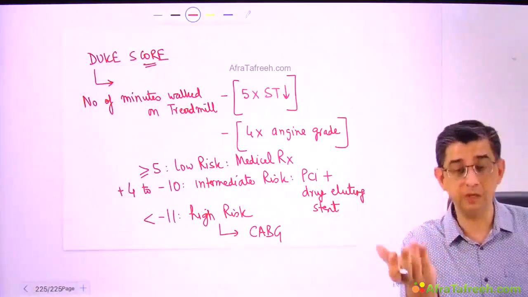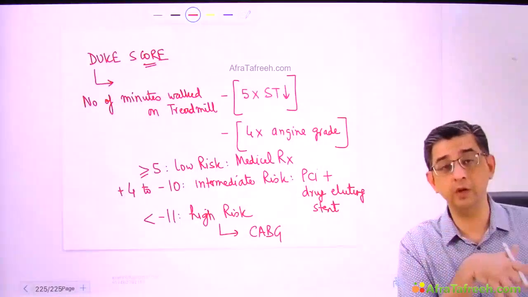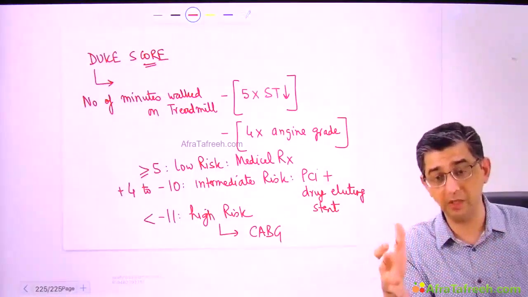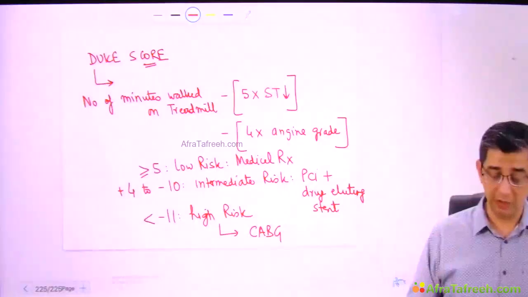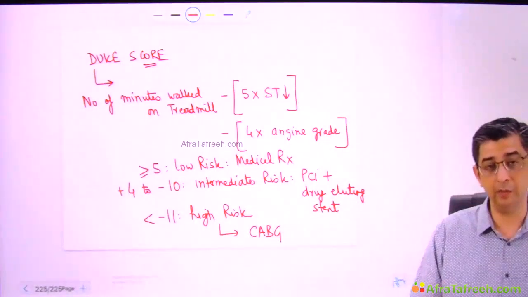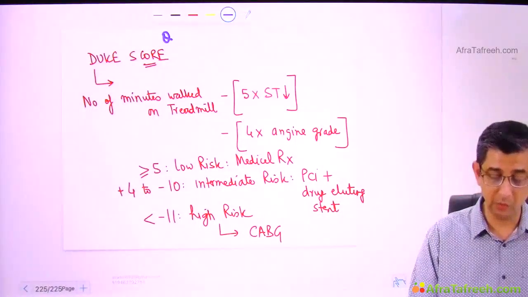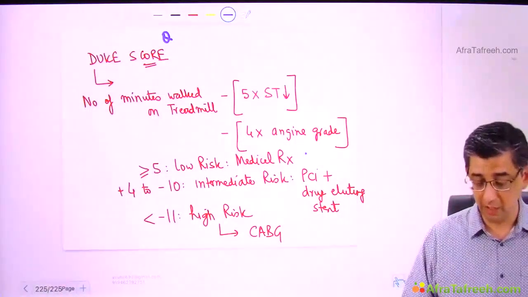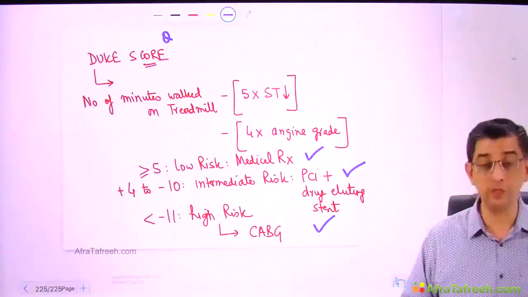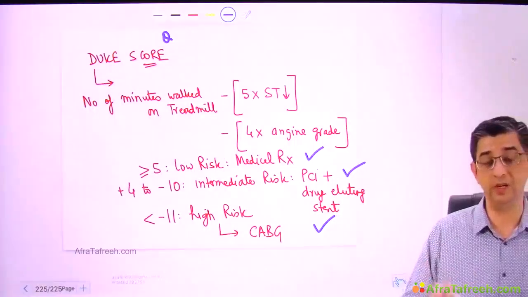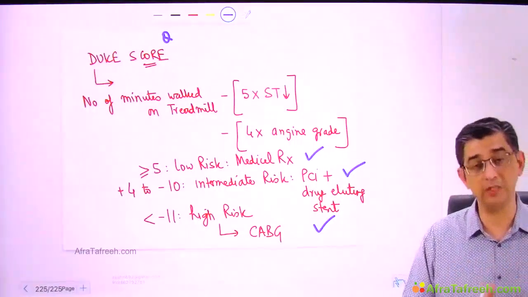It will also help you to decide the treatment intervention required for a person. Score of more than +5, medical treatment. Score of -11 or lesser, a CABG, coronary artery bypass grafting, is required for the person. So there is no need for you to cram the formula per se. It is just that I wanted to sensitize you to this fact: what is Duke score used for? It is used to decide what treatment is required. It is used to prognosticate. It is used to identify the severity of blockages in the artery.